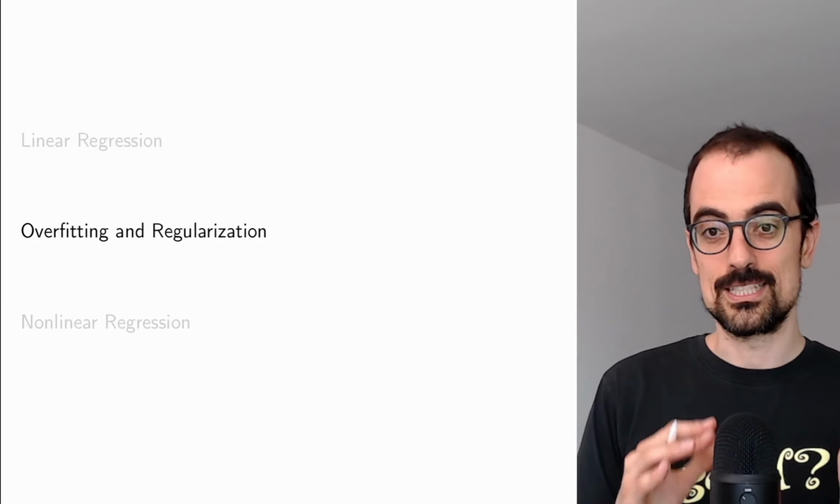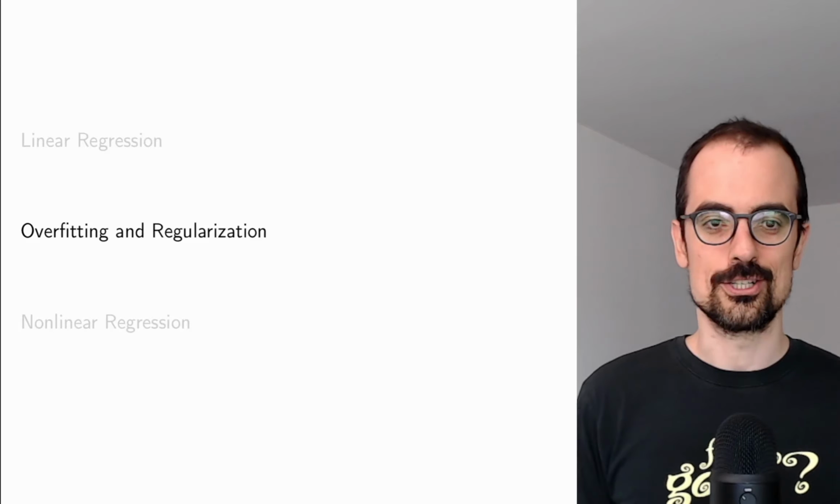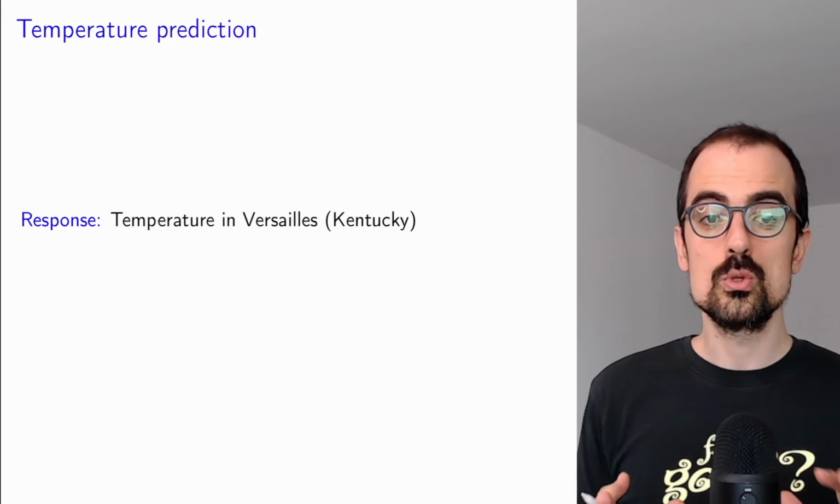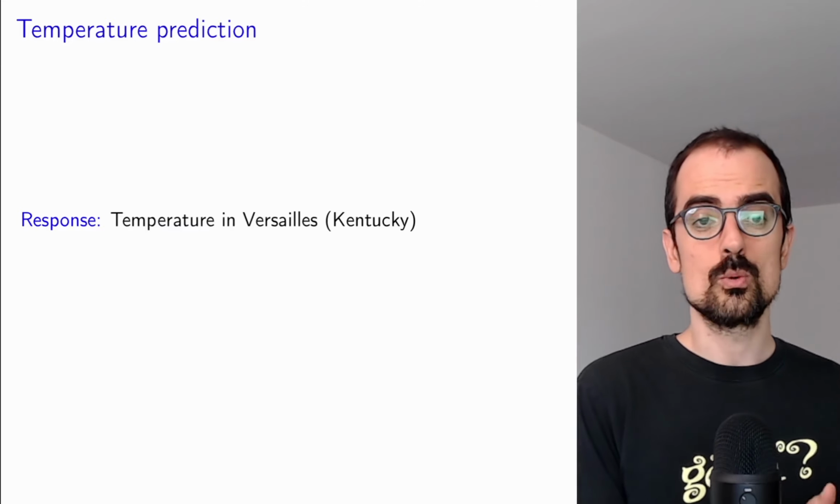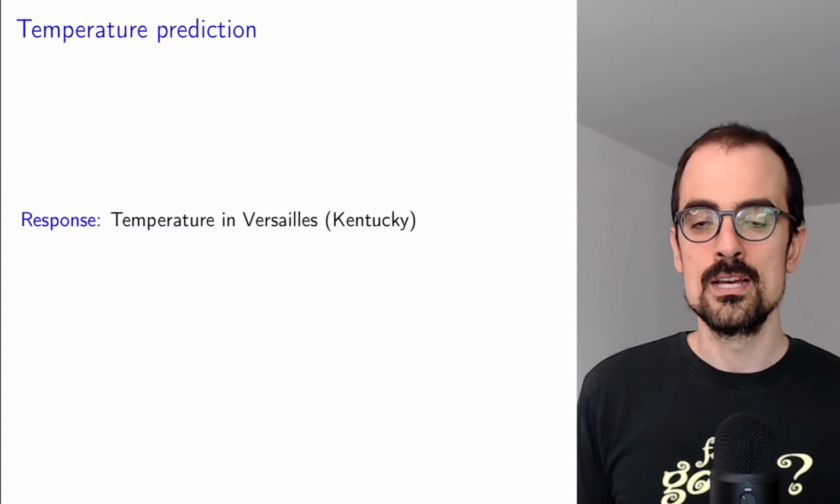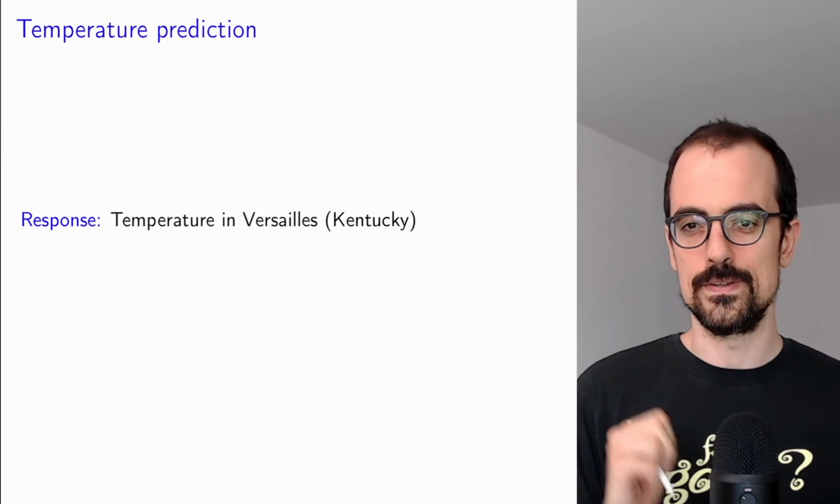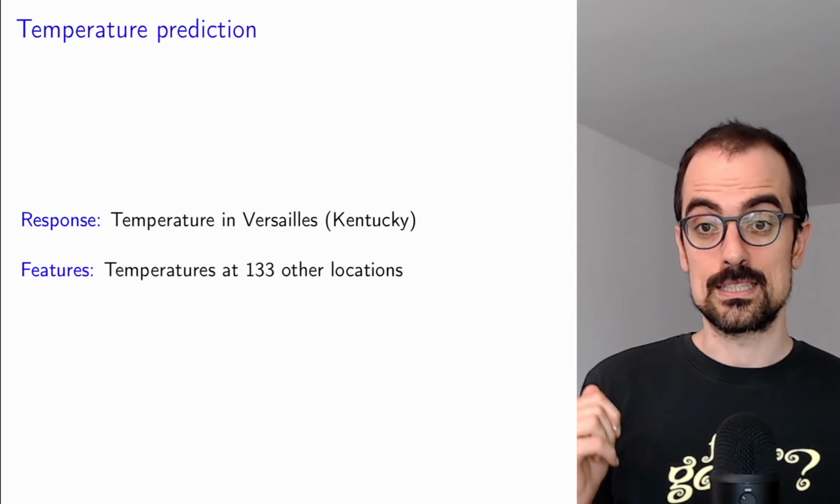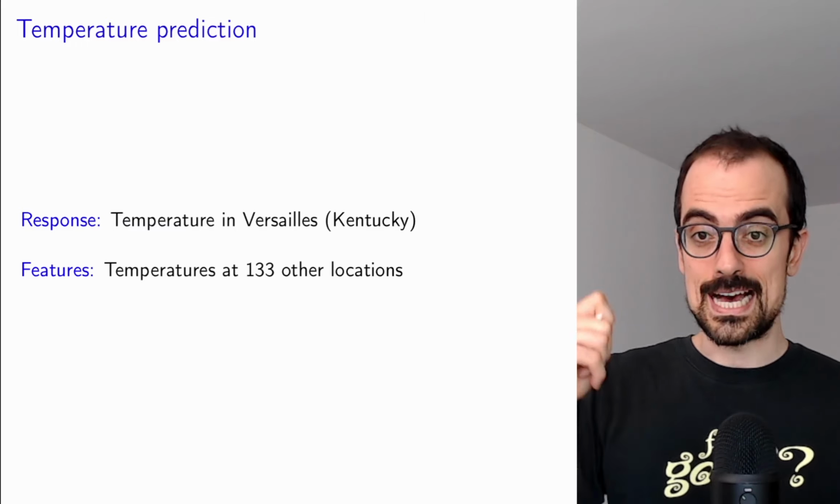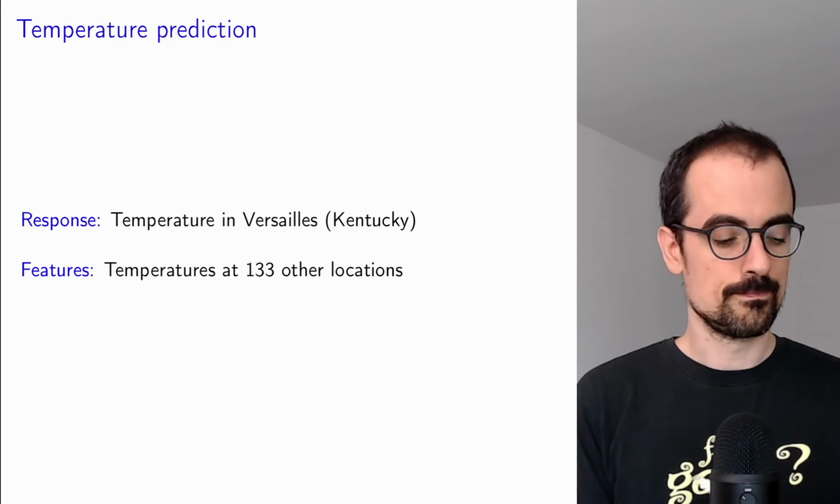Now let's move on to talk about overfitting in linear regression and regularization. In order to do that, we're going to consider a different real data example where we want to estimate the temperature in Versailles, Kentucky, but now we won't only have 2 features. We're going to have 133 features that correspond to the temperature at other locations in the United States.